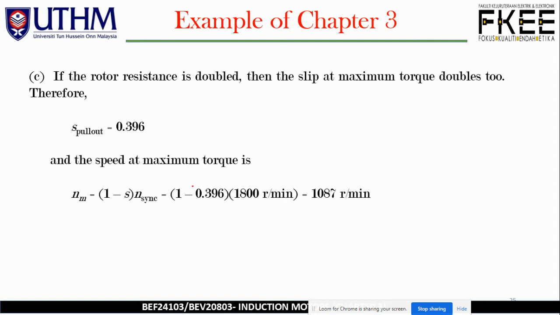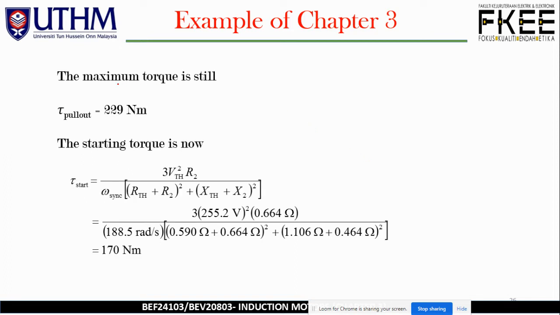If the rotor resistance is doubled, then the slip at maximum torque doubles too. Therefore, instead of 0.198, we multiply by 2 to get S pull out equal to 0.396. And then the speed at maximum torque is again Nm equal to 1 minus S times Nsync. Substitute the new value of S to give the new speed of the motor at this maximum torque. The maximum torque is still T pull out equal to 229 Newton meter, from the previous calculations. The starting torque is now again obtained by substituting the values of VTH, R2, and so on.